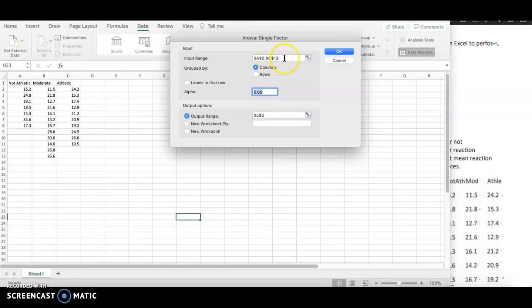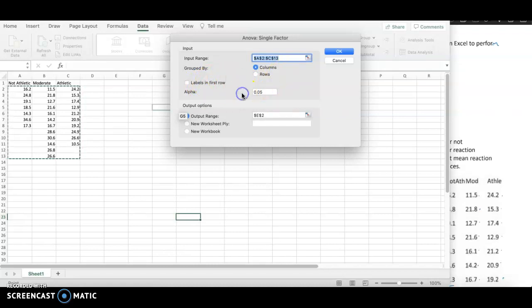Now we have to put our input range. That's going to be all of our data values. Make sure it's highlighted, and if not, highlight all of your data. Notice you have to go from the very top left all the way. I know there are some blank spots in that square, but make sure you highlight everything. Group by columns is fine. Leave that predetermined. I did not choose the labels. If you highlighted the labels, then choose labels in first row.